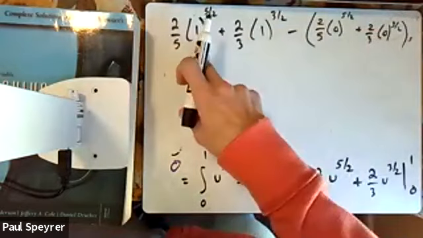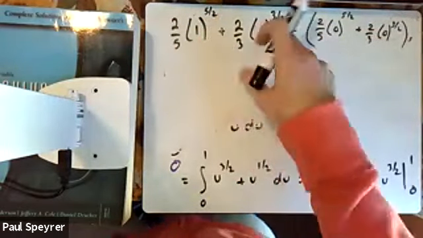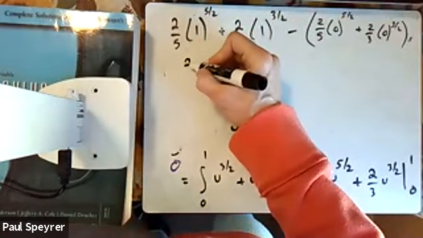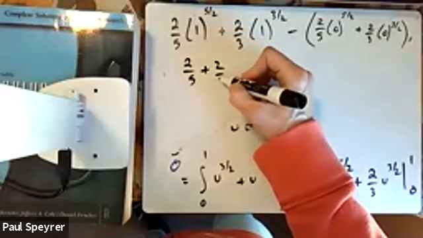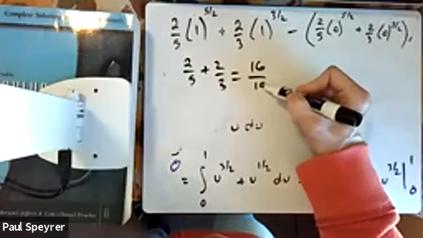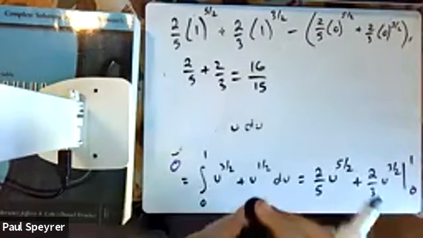So now, 1 to the 5/2 is 1. 1 to the 3/2 is 1, right? So basically we have 2/5 plus 2/3. And when you combine those, you get 16 over 15 as your final answer.